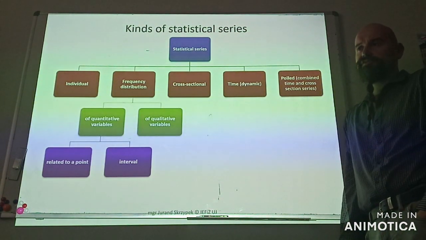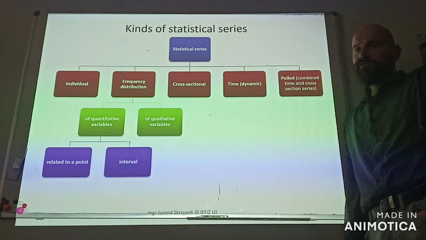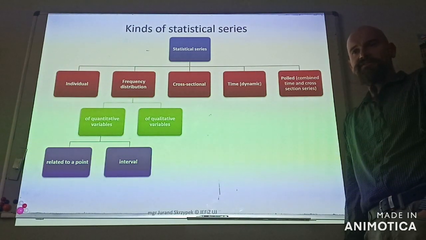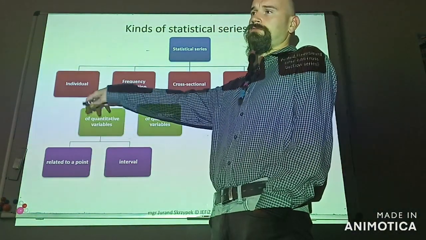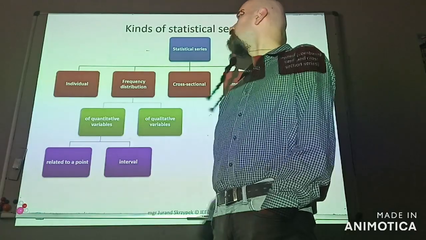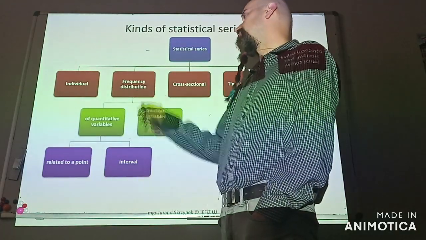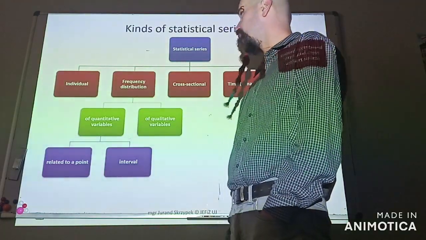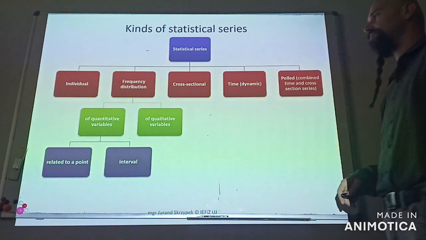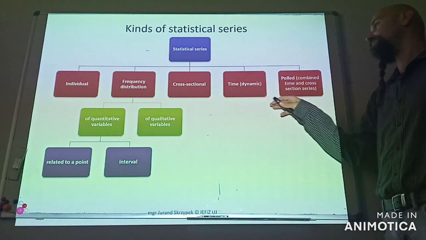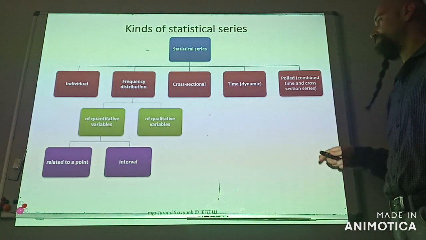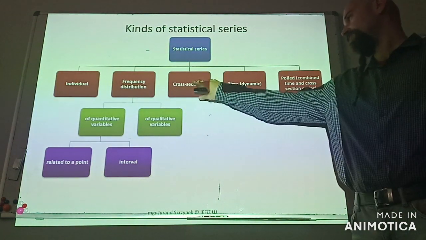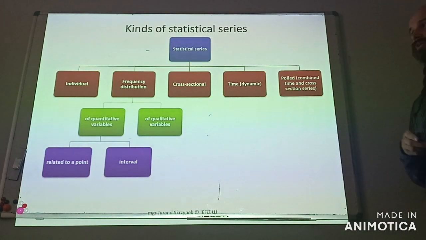Statisticians assume that we can distinguish several types of statistical series, like individual or specific statistical series, frequency distribution series, cross-sectional series, time series, and pooled or panel data series, which means combining cross-sectional and time series together.